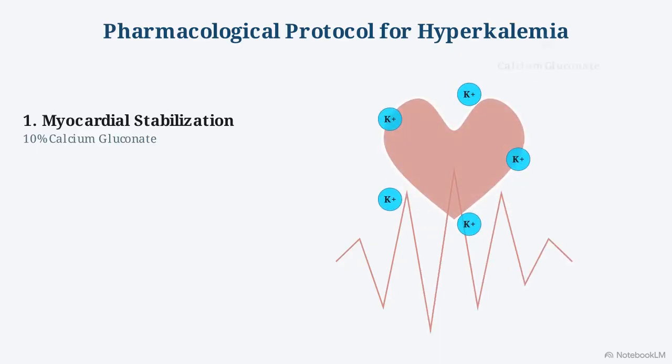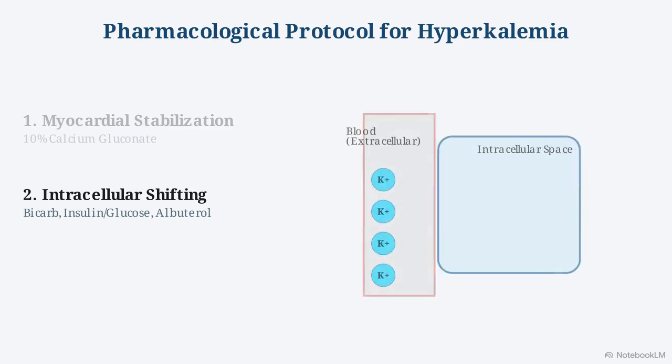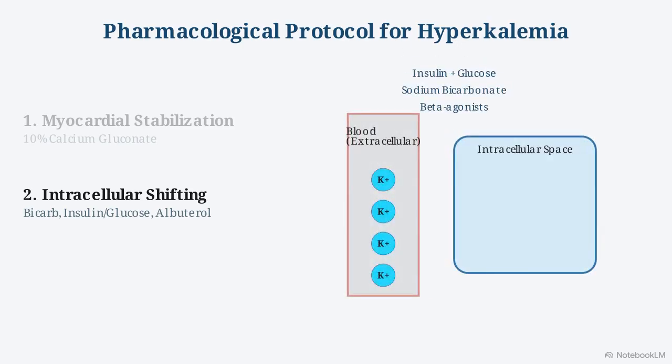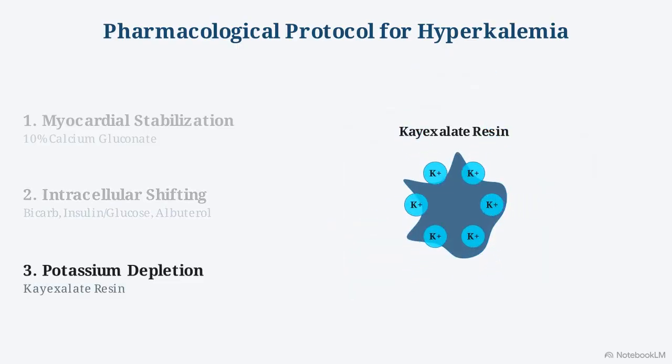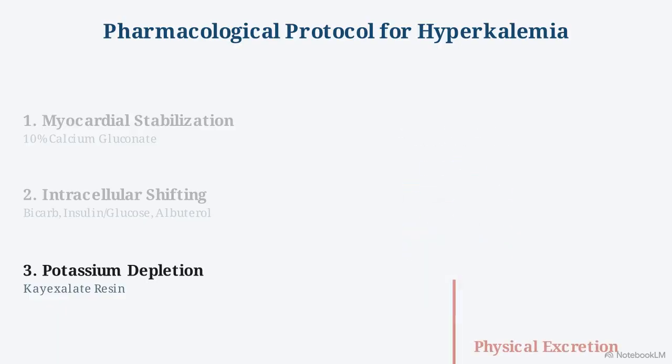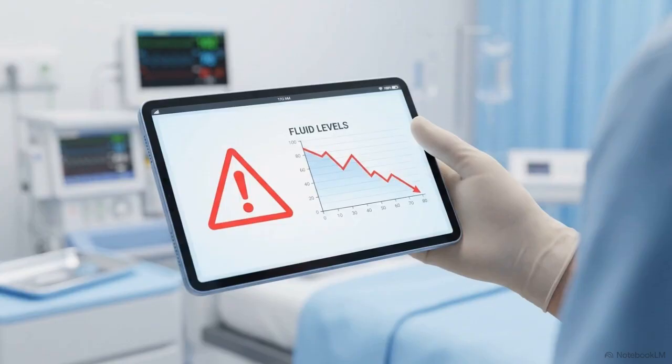Step 1 is myocardial stabilization. 10% calcium gluconate counteracts the potassium-induced myocardial irritability to protect the heart from arrest, though it does not lower the actual potassium level. Step 2 is intracellular shifting. We use sodium bicarbonate, regular insulin with glucose, and beta agonists to force potassium out of the extracellular compartment and back inside the cells. Step 3 is depletion. We administer a resin like Kayexalate to physically excrete potassium from the body. This chemical shifting protocol is purely a temporary holding action. It buys several hours against fatal arrhythmias while preparing for definitive mechanical clearance.